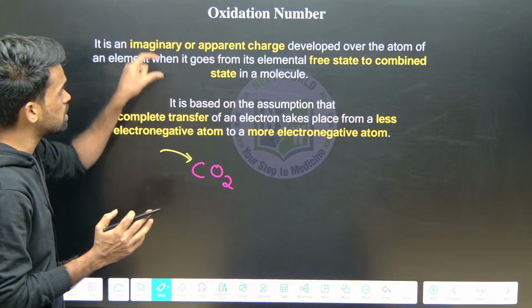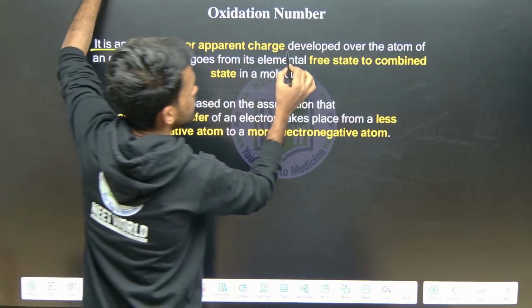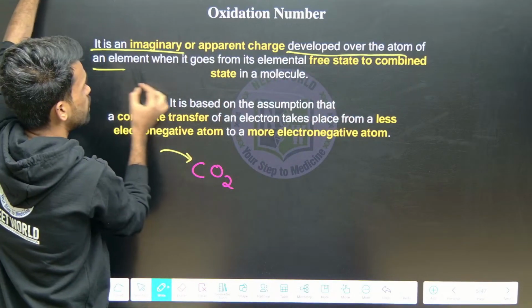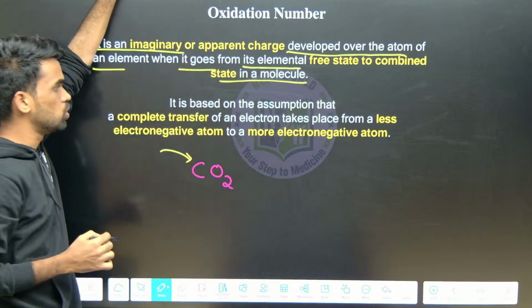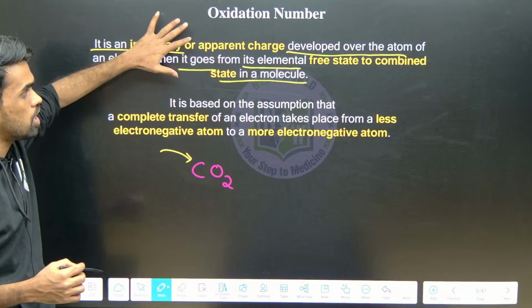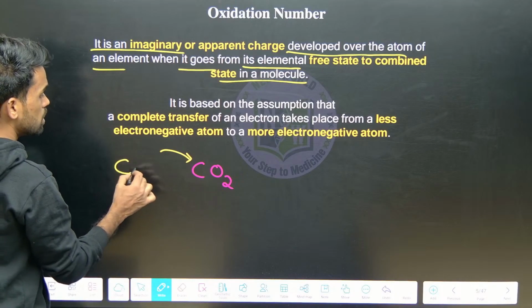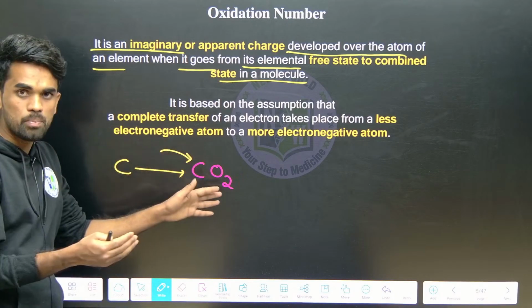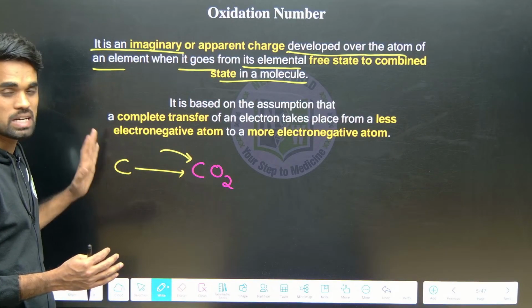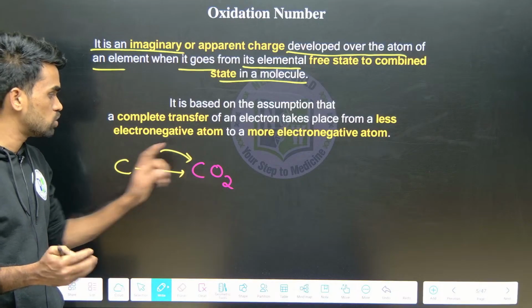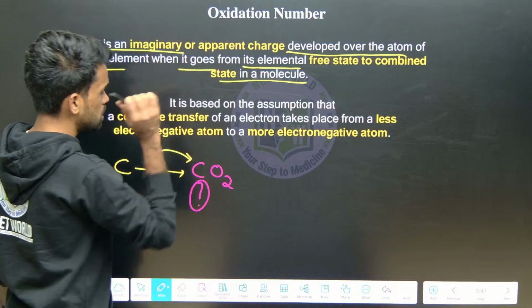First of all, understand the definition of oxidation number here. It is an imaginary charge developed over the atom of an element when it goes from its elemental free state to a combined state in a molecule. So it is an imaginary charge developed over the atom when it forms a particular compound, when it is in its combined state like this. This is carbon in its free elemental state, graphite you can say, combining with oxygen to form carbon dioxide. So now what is the oxidation state of this carbon in this molecule?